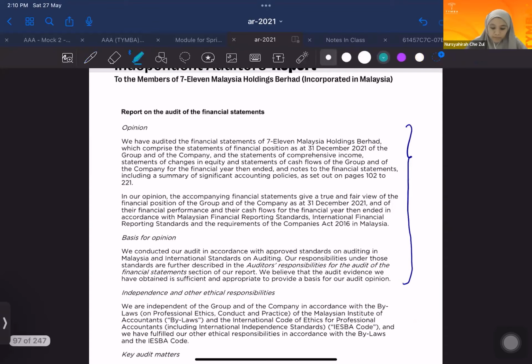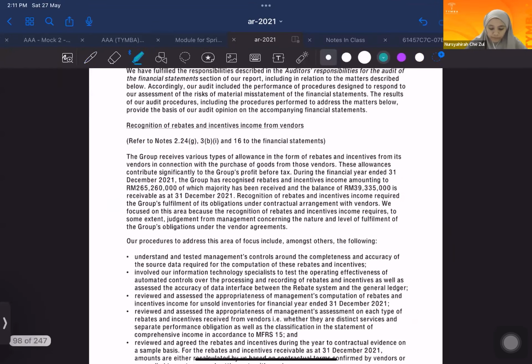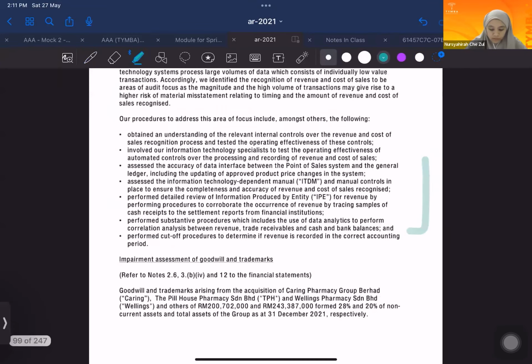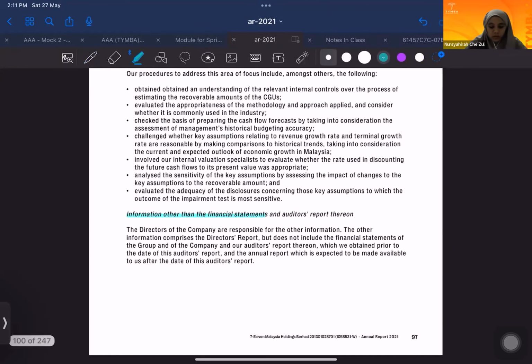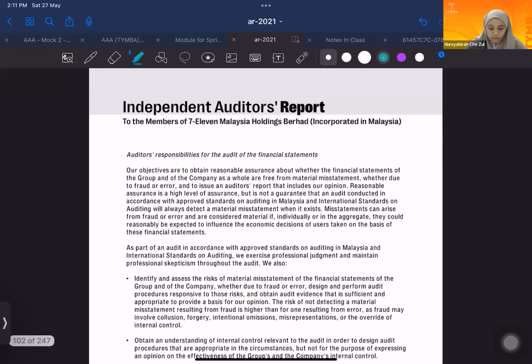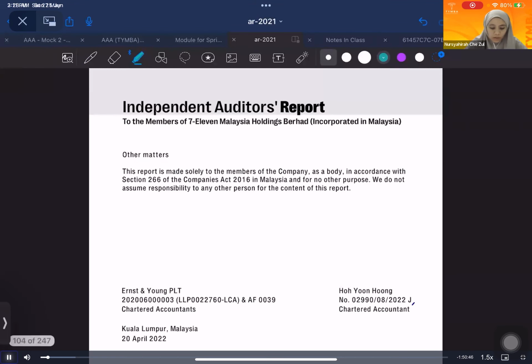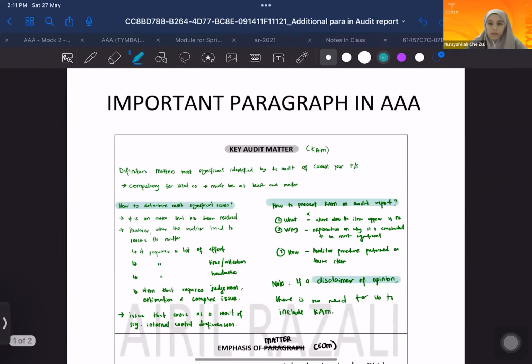For example, in here we saw key audit matters. What else? Any information other than FS, which is OI. This one is in Malaysia's template, so sometimes the structure and the wording used is a bit different. This one has no personal responsibility, which is compulsory to have. Other matters paragraph. So we are going to learn the possible additional paragraphs to be included in our audit report.